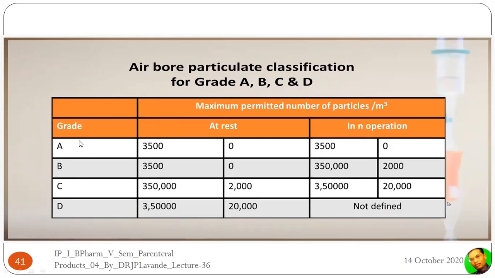A to D. As we move from A to D, the degree of cleanliness goes on decreasing, and the number of particles goes on increasing, right? Less number of particles means a high degree of cleanliness.